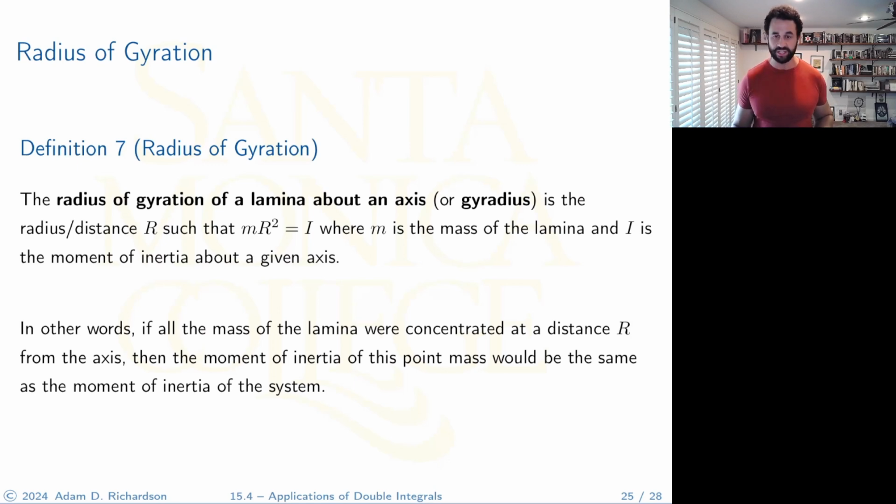The radius of gyration of a lamina about an axis, often called the gyradius, is the distance r such that m r squared equals I, where m is the mass of the lamina and I is the moment of inertia about a given axis. In other words, if you concentrated all of the mass of the lamina at a distance r away from the axis, then the moment of inertia of that point mass would be the same as the moment of inertia of the system. So if you could concentrate everything at this distance away, then this would be the moment of that point.